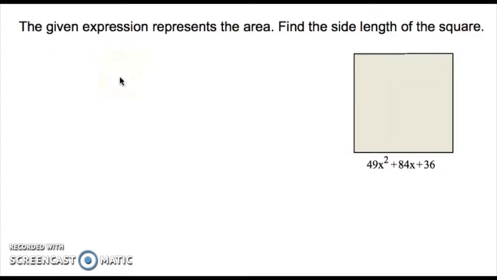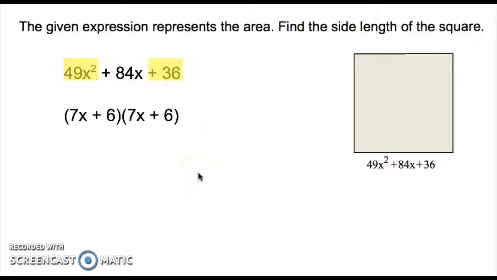We're given an expression representing an area. Find the side length of the square. Now we know squares all have the same lengths. Let's go ahead and factor this. This is going to be a perfect square trinomial, again looking at the first and last terms. So we take the square root of those. The square root of 49x squared is 7x, and the square root of 36 is 6. They're both positive, so it's going to be 7x plus 6 times 7x plus 6.